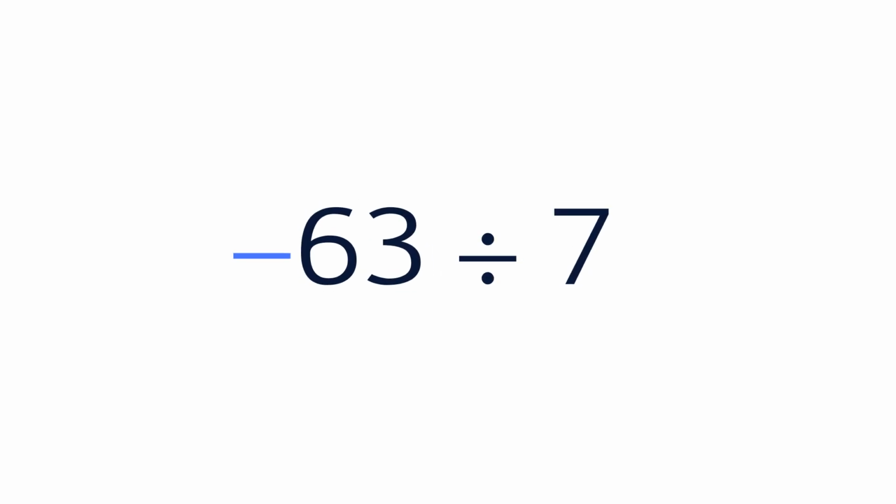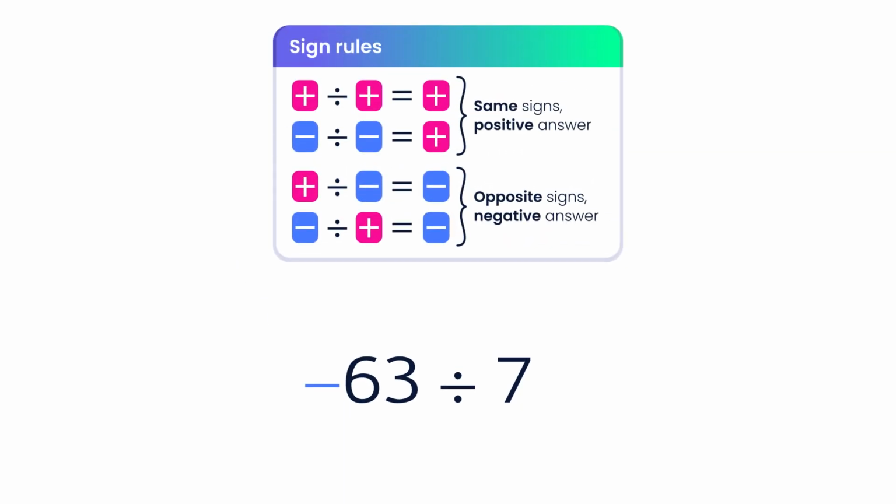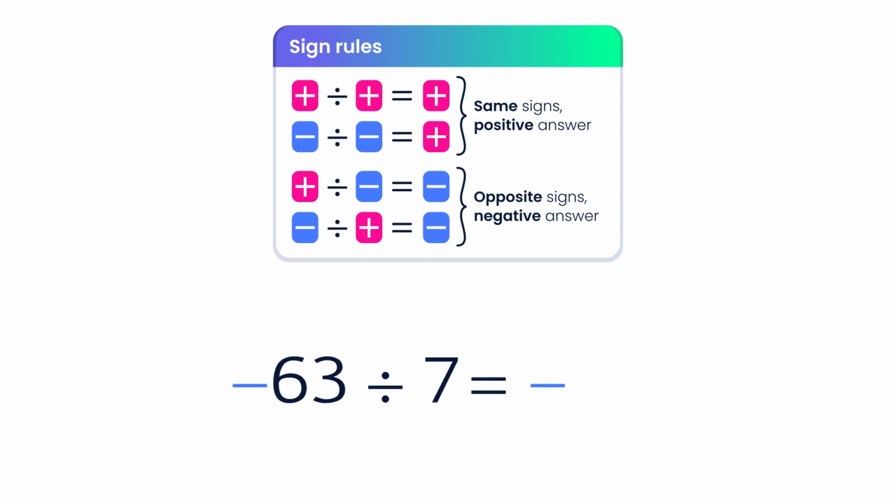Now let's move on to another example. Minus 63 divided by 7. As before, you start by deciding the sign of the answer. Because this case involves opposite signs, a negative number divided by a positive number, the answer will again be negative. Write down the minus sign.